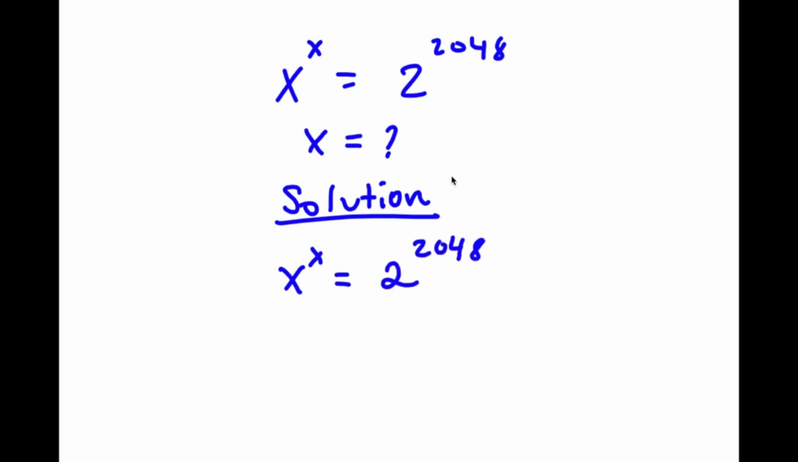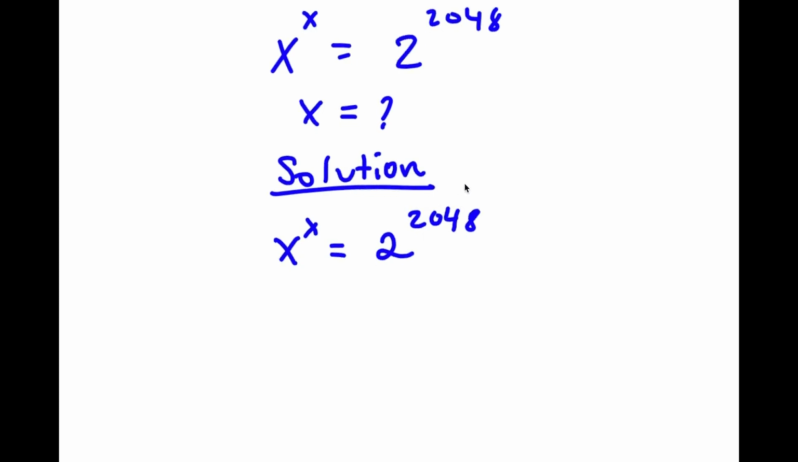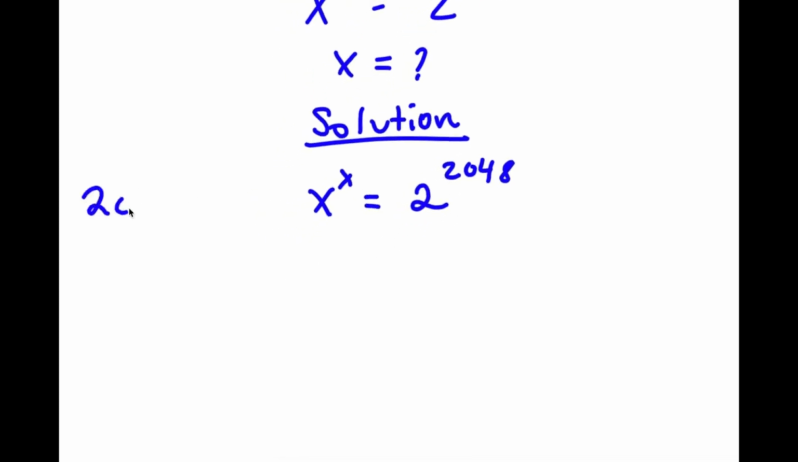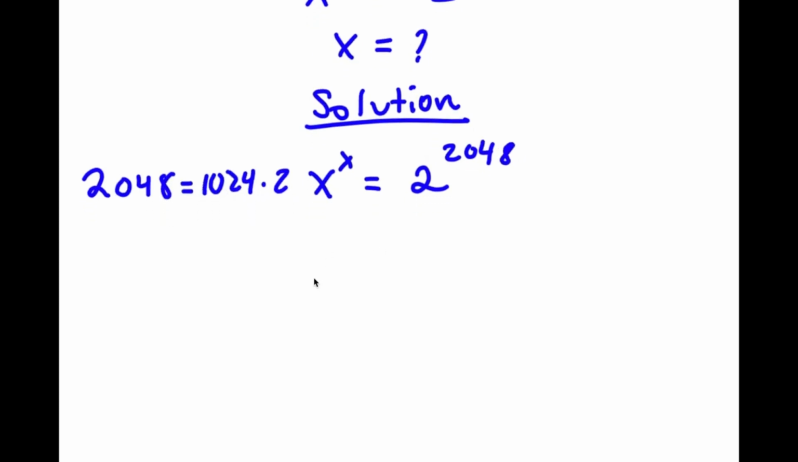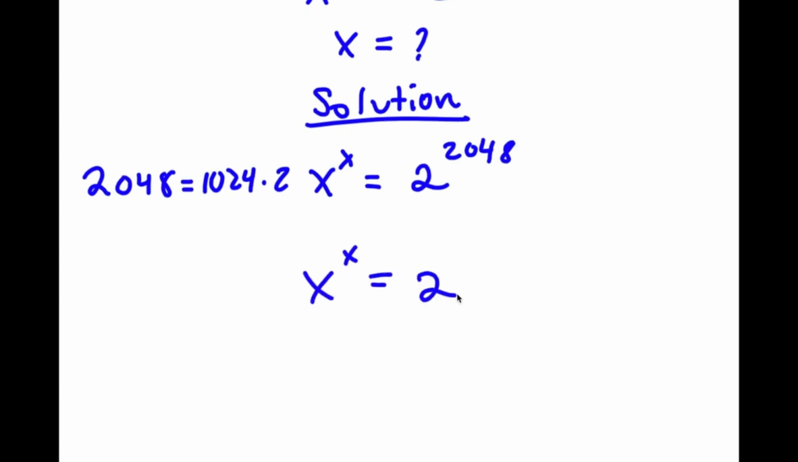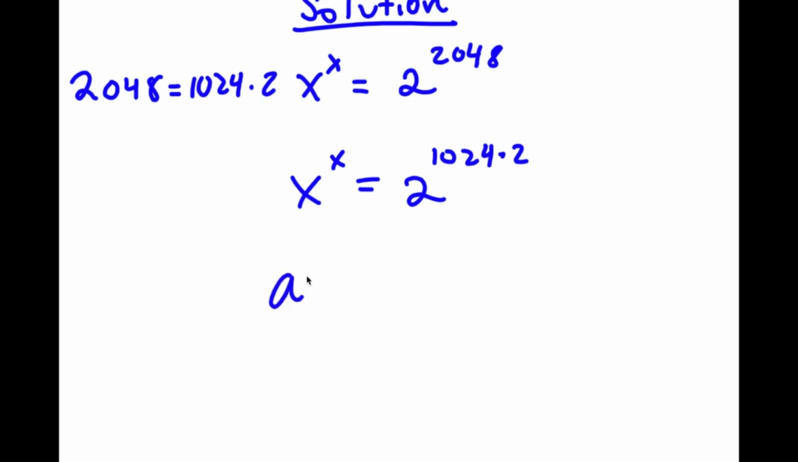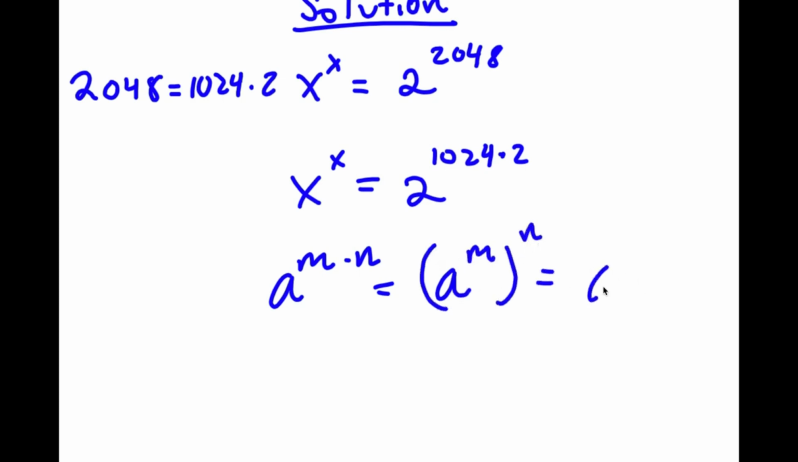Now, 2048 is the same thing as 1024 times 2, right? So now I'm going to replace the value of 2048 with 1024 times 2. And if I have something in the form a to the power of m times n, this is the same thing as a to the power of m to the power of n, and this is also the same thing as a to the power of n to the power of m.